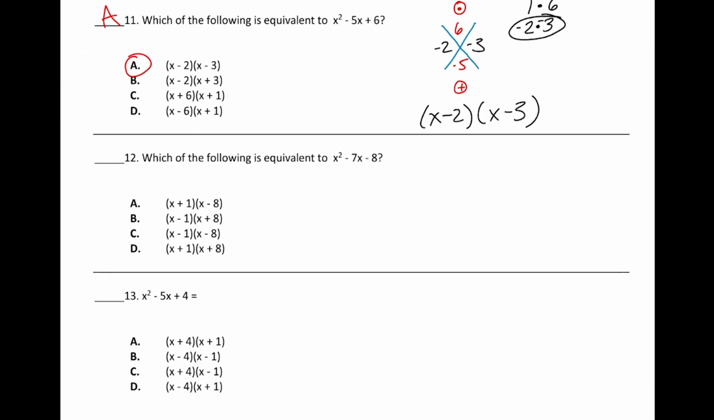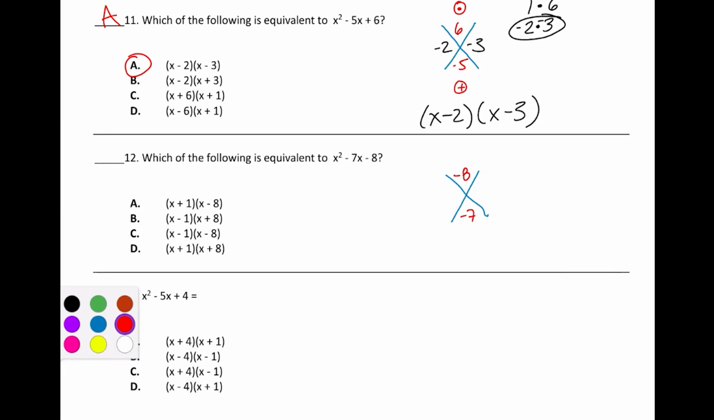Number 12. Which of the following is equivalent to x squared minus 7x minus 8? Same kind of problem here. This is going to be a pretty common item type on the TSIA2, so make sure you know how to work these. This should be an easy question to get correct for you.